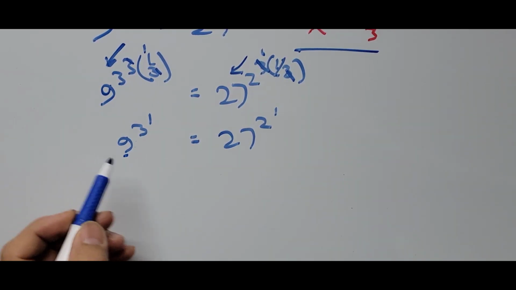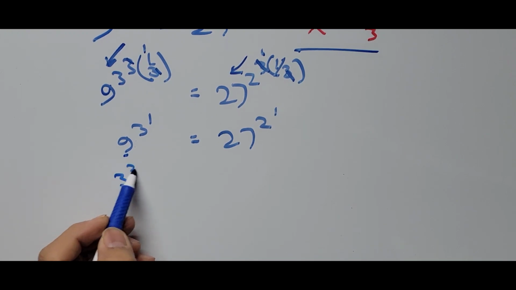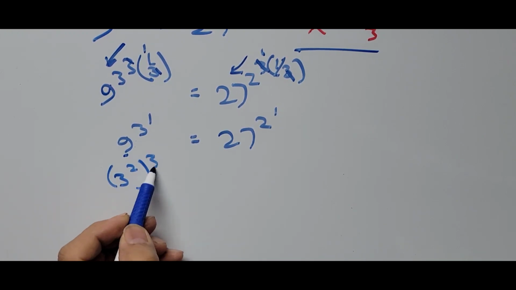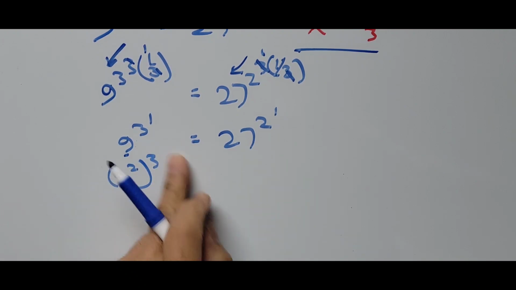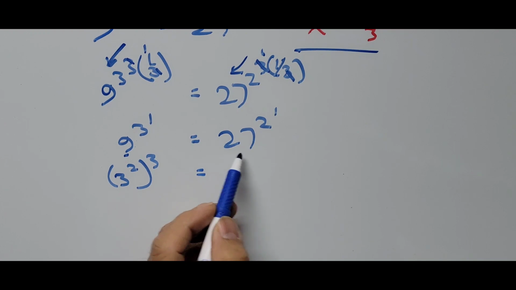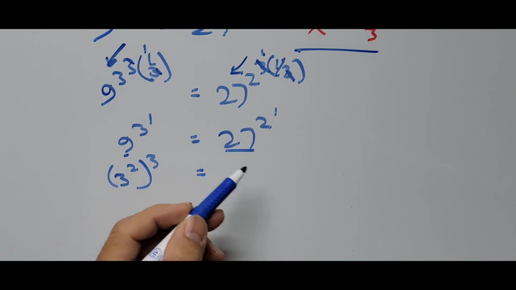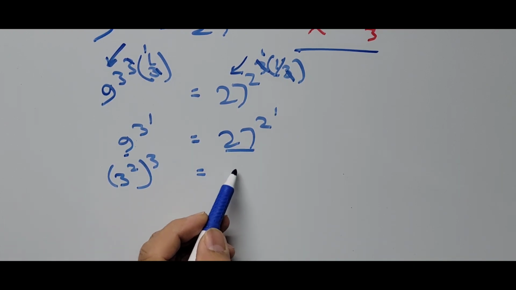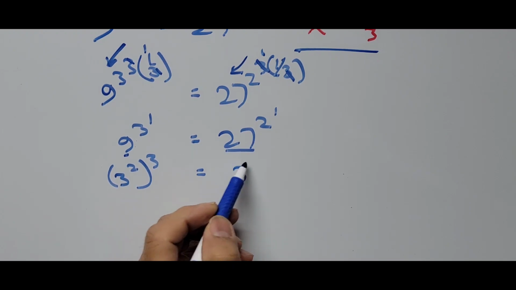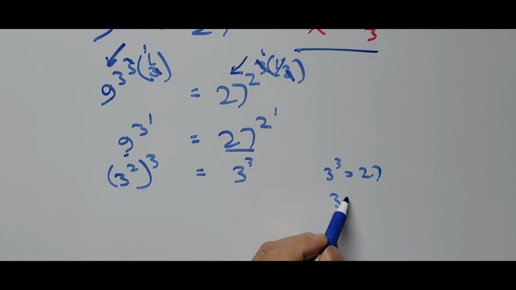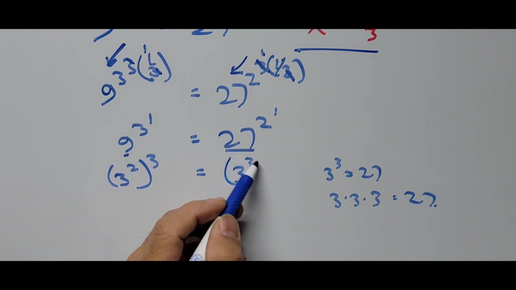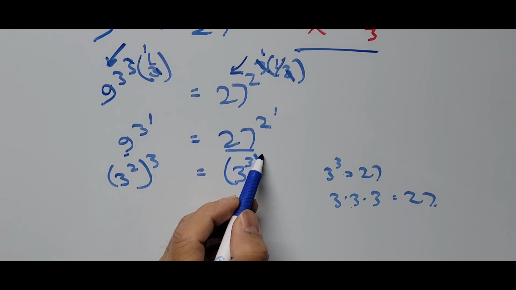9 can be written as 3 to the power of 2, raised to the power of 3 to the power of 1, or just simply 3. And on the right side of the equation, converting 27 to base 3 instead, that is now 3 to the power of 3, since 3 cubed is 27, that is 3 times 3 times 3. So 3 to the power of 3 to the power of 2.